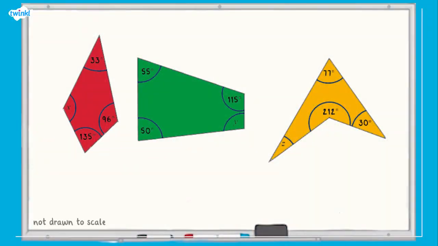Let's move on. We can use this knowledge to help us to calculate missing interior angles in quadrilaterals. In these shapes, we know 3 of the 4 angles. How can we work out the missing angle? That's right, we can subtract the total of the known angles from 360 degrees, the total interior angles in a quadrilateral. Let's have a look.